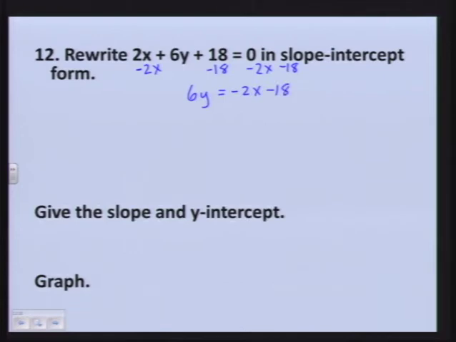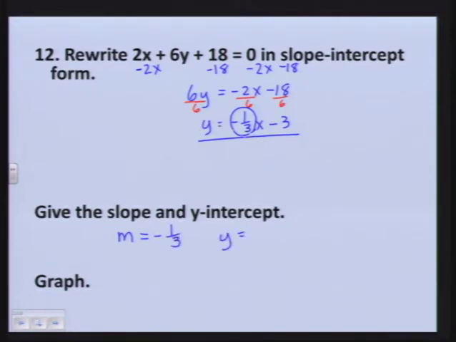And then to get 1y, we'll divide by 6, and we'll do each term individually, since the slope-intercept form requires two terms on the right rather than a single term. So y equals negative 1/3 x minus 3. And that's our answer for slope-intercept form. And remember that when we get it in this form, the coefficient of x is the slope, and m stands for slope. So the slope is negative 1/3.